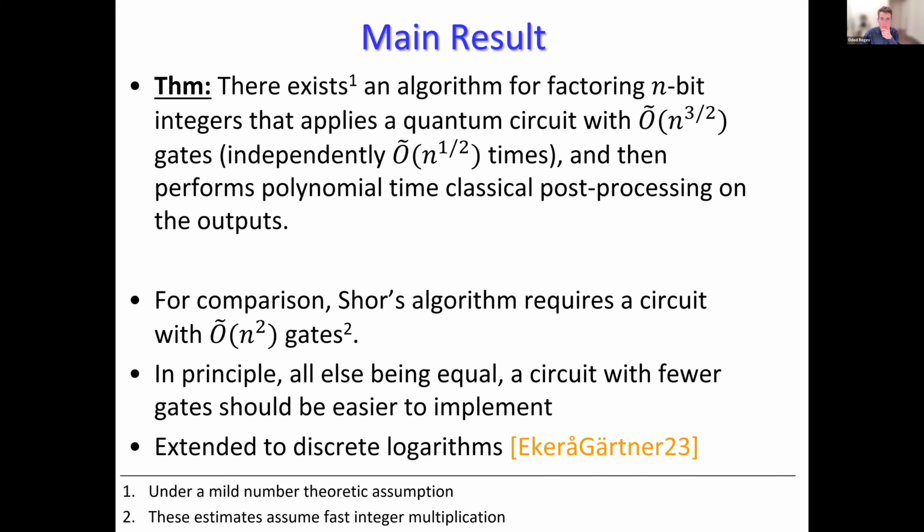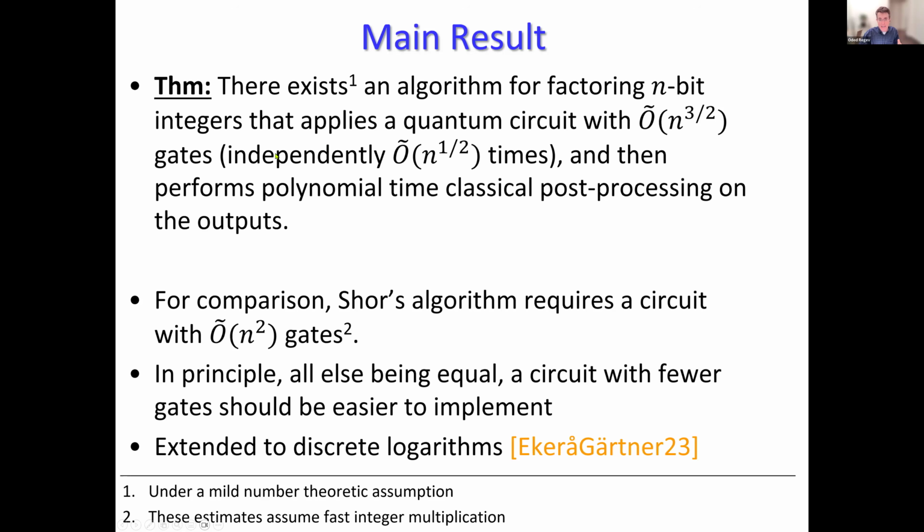So without further ado, this is the main result. And at this point, again, feel free to interrupt with any questions. So let's go over it. It's basically saying there's a quantum factoring algorithm, but let's see exactly what the small print is saying. So there's an algorithm factoring n-bit integers. The way it works is that you need a quantum circuit, and the quantum circuit has a relatively small number of gates. That's really the claim to fame, the novelty here: n to the 3/2 gates, instead of n squared gates in Shor's algorithm. So it's a smaller circuit.